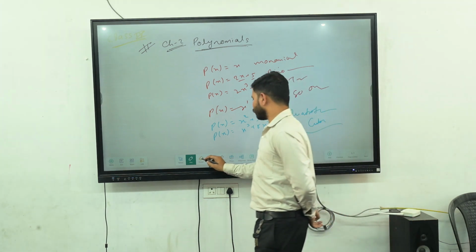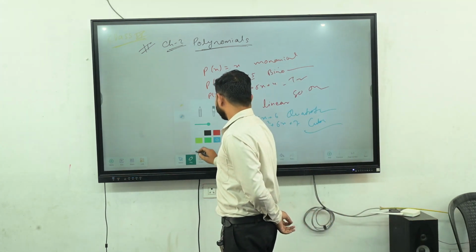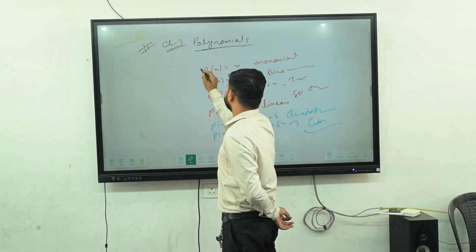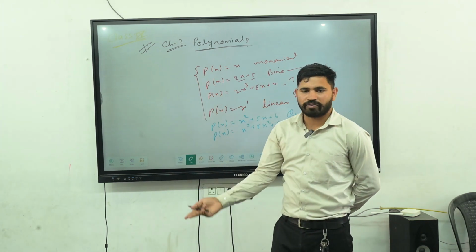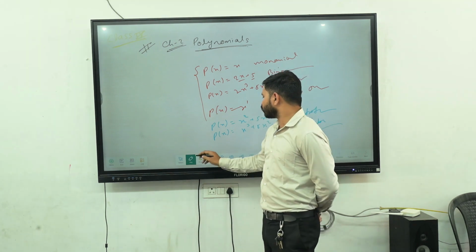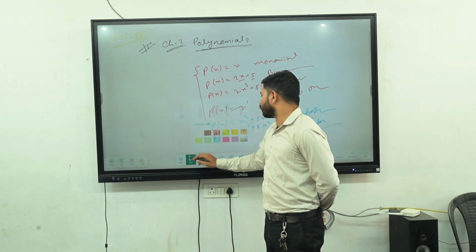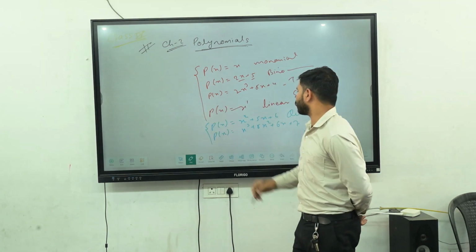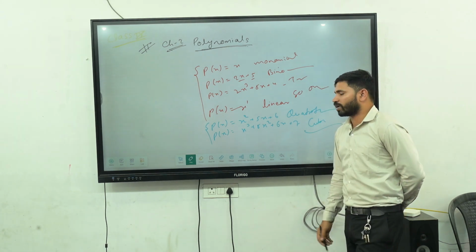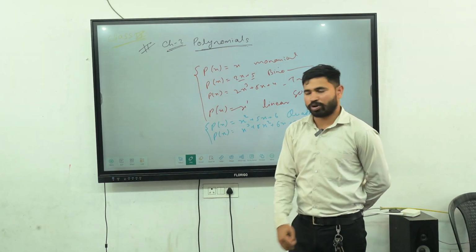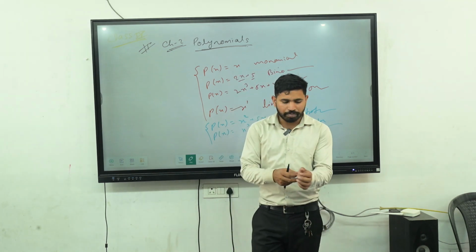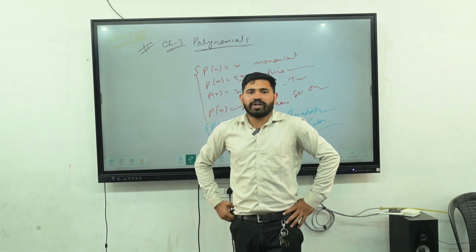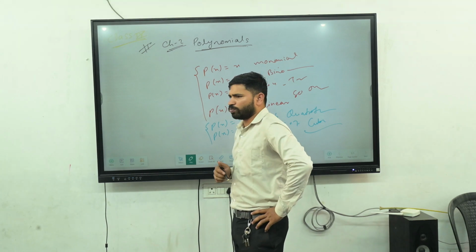So we have studied these types of polynomial in this chapter: monomial, binomial, trinomial. And also we learned about these types of polynomial: linear polynomial, quadratic polynomial, biquadratic polynomial, cubic polynomial.